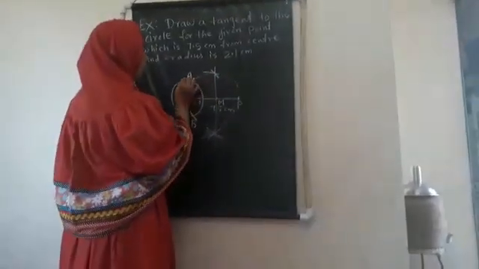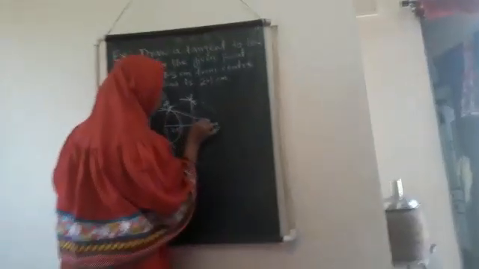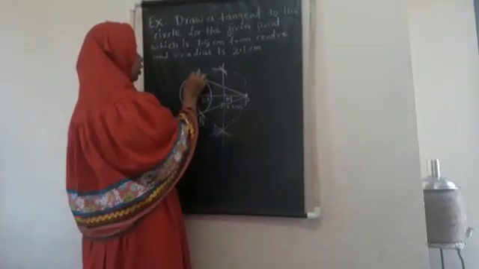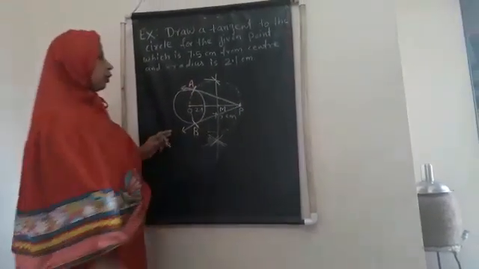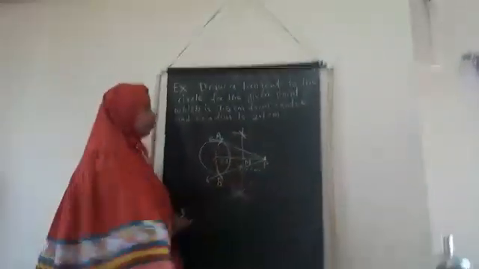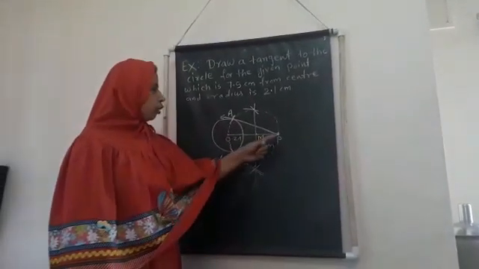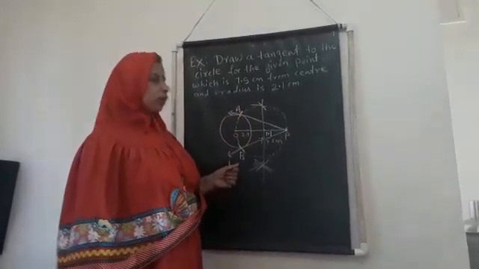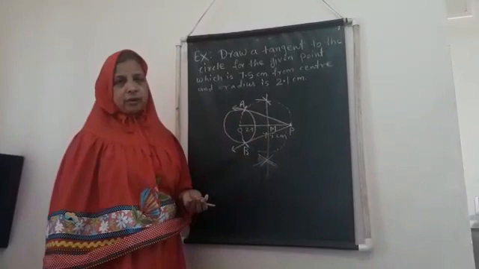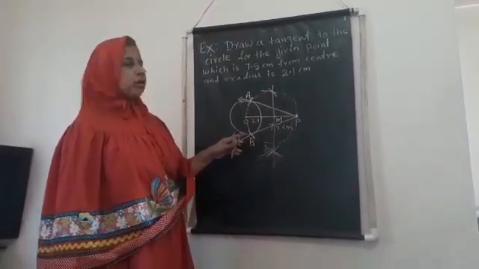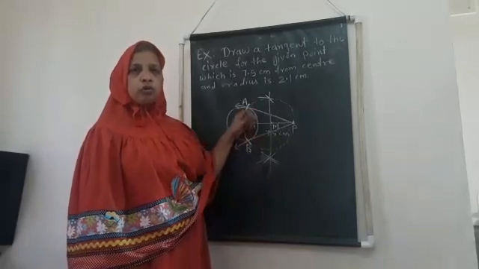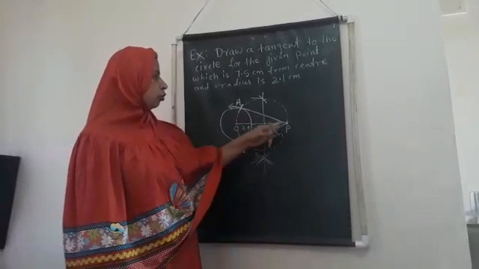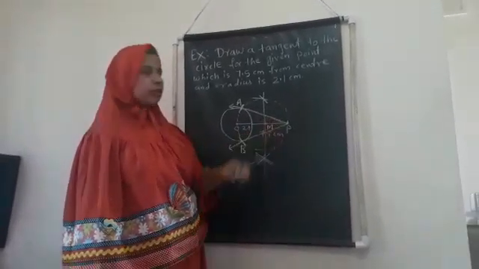Now join AP and BP like this. AP and BP are the tangent segments from point P. So in this way, we can construct the tangent to the circle when the point is given outside the circle. In this construction, we have two tangents to the circle at a time for the given external point. So we can draw two tangents from the point when it is given outside.